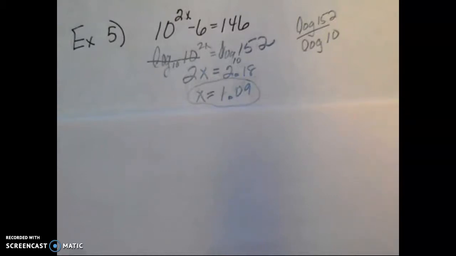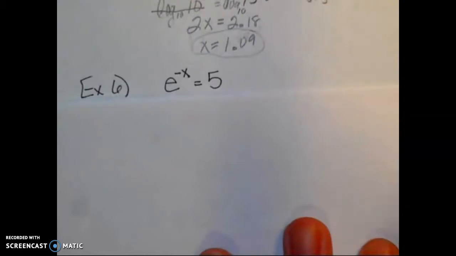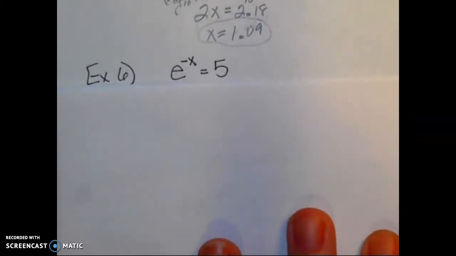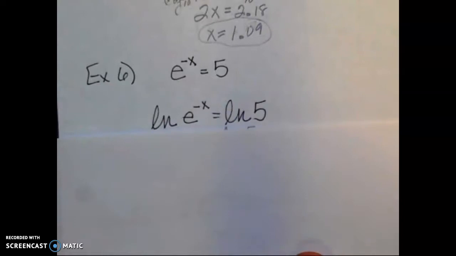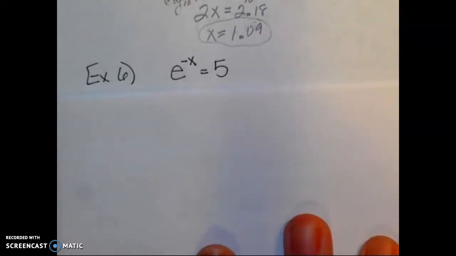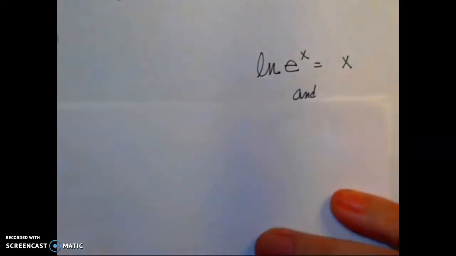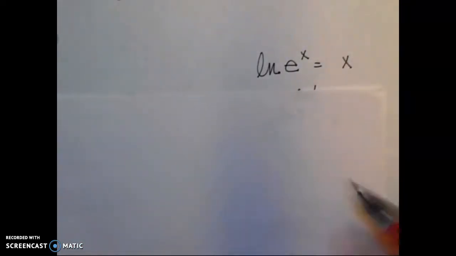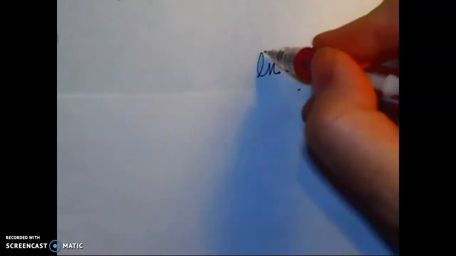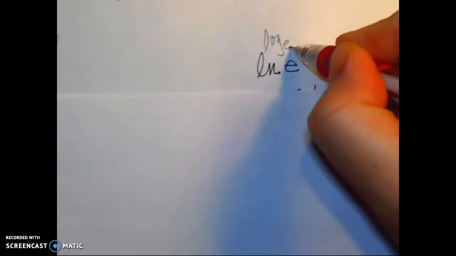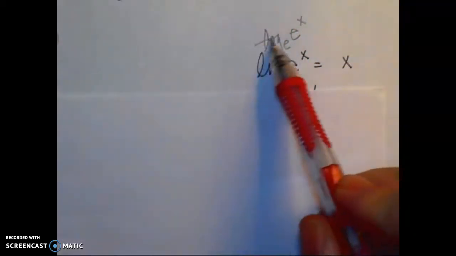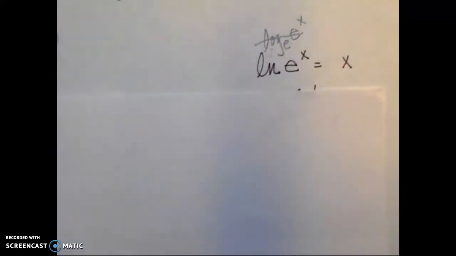Shall we try another? Oh, an e, what the heck? Well, here's the scoop. We're going to use this concept over here. The natural log of e to the x equals x, and this works because the natural log is the same as log sub e. See how that happens? And these will cancel, and you just get x.